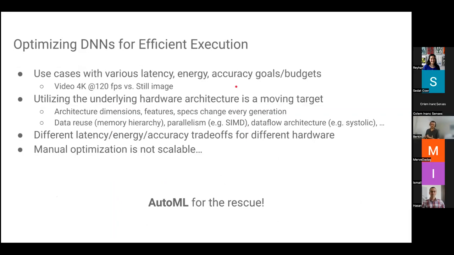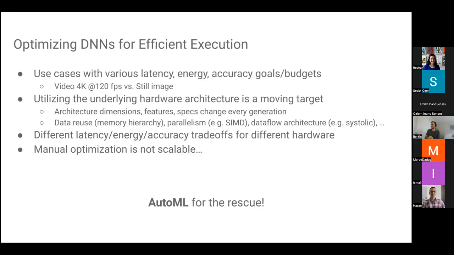Because not only do you need to be aware of these data parallel, SIMD engine, data path or data flow architectures, or the memory hierarchy and data reuse, but there are also multiple use cases, right? Let's say we are talking about computer vision. There could be a use case where you're processing video at 4K at 120 frames per second. That means you have a very limited time budget to finish the processing of a 4K image, versus you might be taking a picture and then doing post-processing on it, which means that there's plenty of time to do the processing.